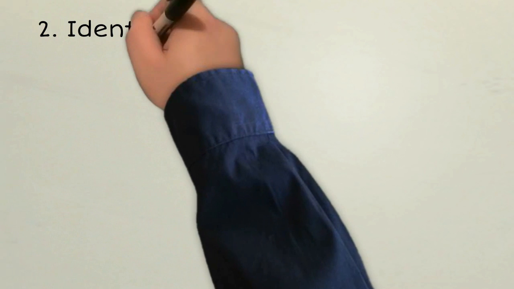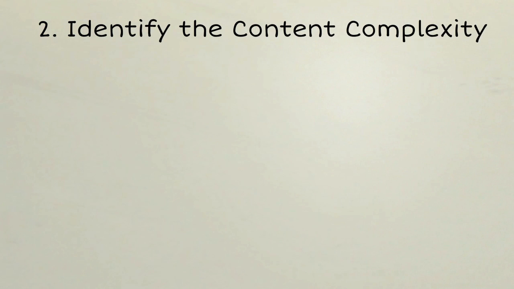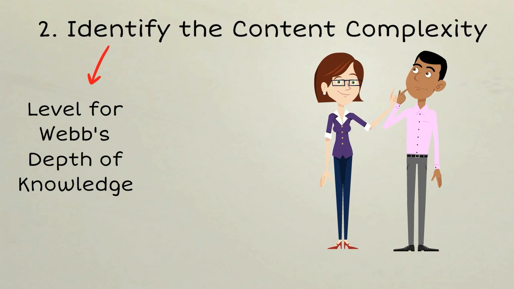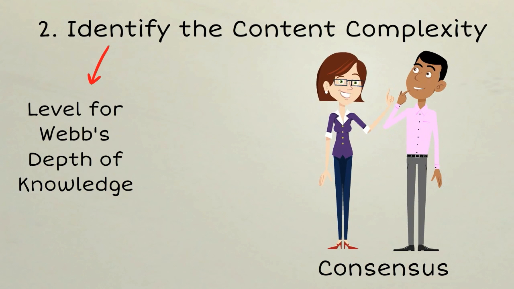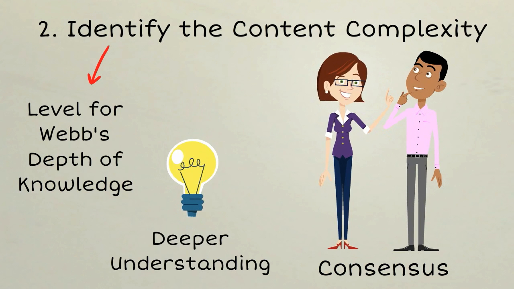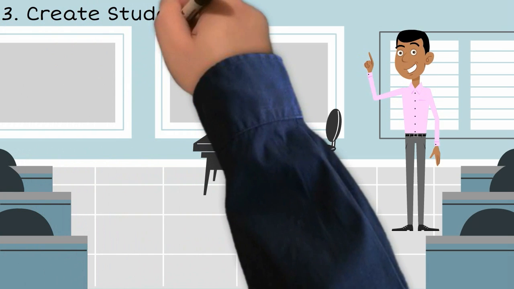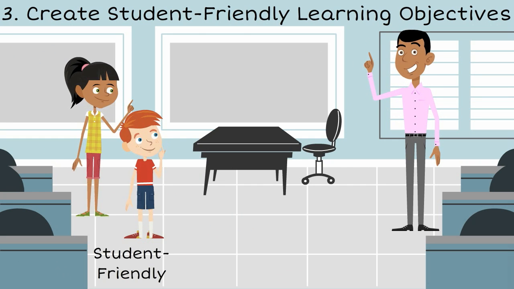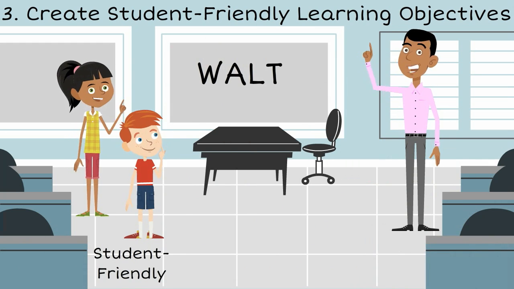The second step is to identify the content complexity. In the CAR model, this means identifying the level for Webb's depth of knowledge. This step results in consensus regarding expectations of student learning and allows for deeper understanding. The third step is to create student-friendly learning objectives based on specific standards. The use of student-friendly language is important. Learning objectives are framed using the term WALT, which means we are learning to, or we are learning that.